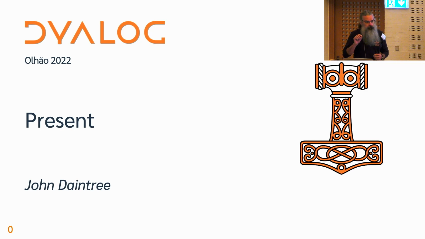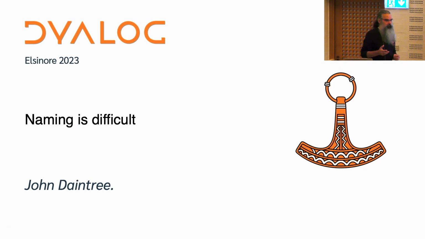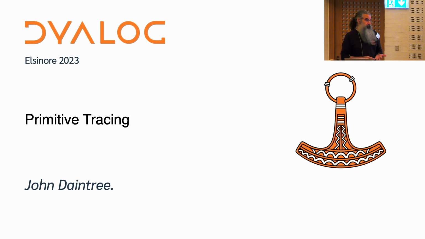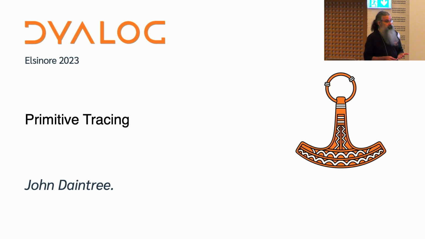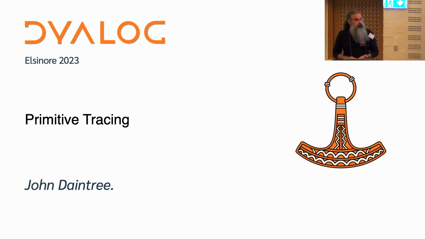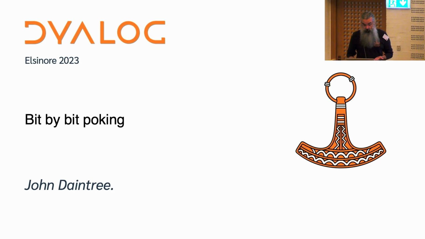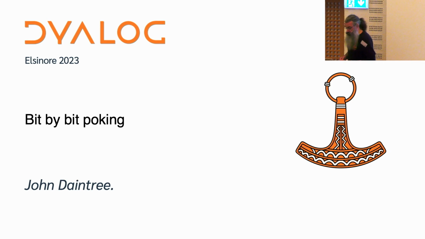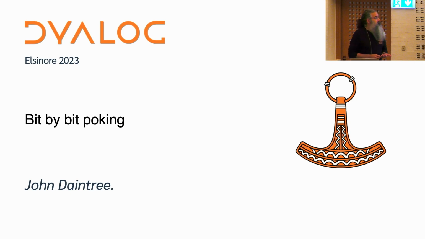The most difficult thing that came out of that feedback is something that we already know is the most difficult thing about computer programming, which is naming things. We've been talking about token by token debugging, but these things aren't really tokens. I've talked about primitive tracing in the past, but that's not strictly correct either. We had a meeting in Dyalog a couple of weeks ago, and I asked people in the room what might be a good name for this, and the best option that came up was bit-by-bit poking. So I like that one.